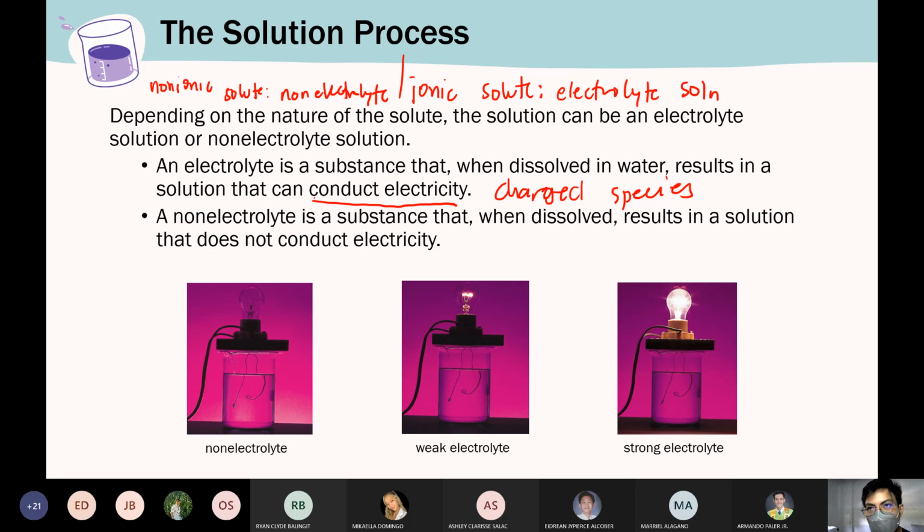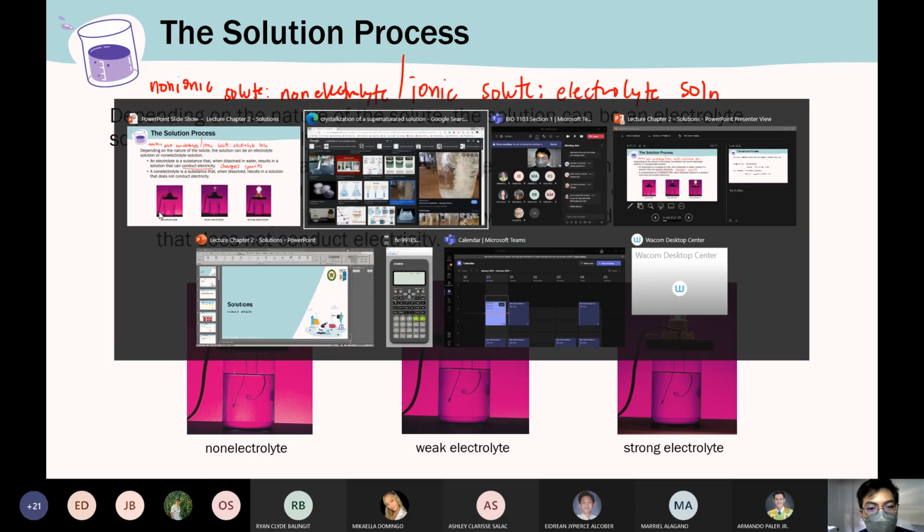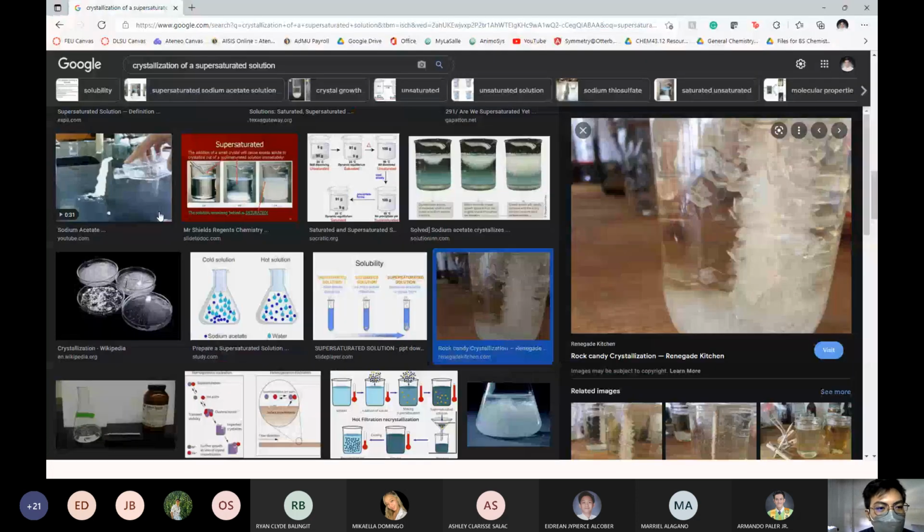Usapan namin to dati sa chem nung undergrad, no? Okay, kasi we have deionizer. Tawag namin ng deionizer. This is how it looks like. Deionizer.